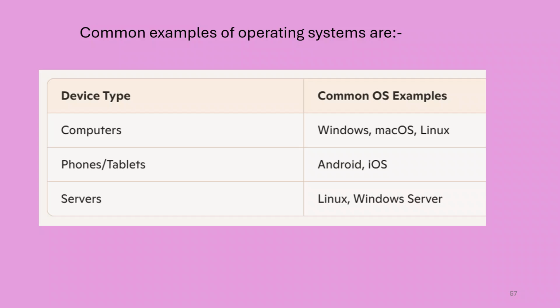Another device type is a phone or a tablet, and its operating system is Android or iOS. I have an Android phone because I cannot afford an iPhone, so I use the Android operating system. And the next device type is your server. You can use Linux or Windows Server.